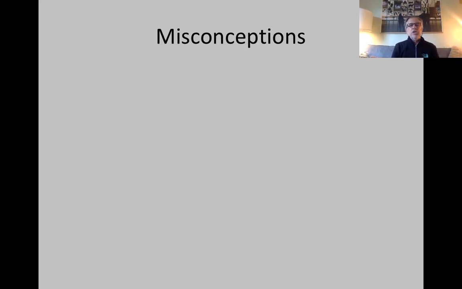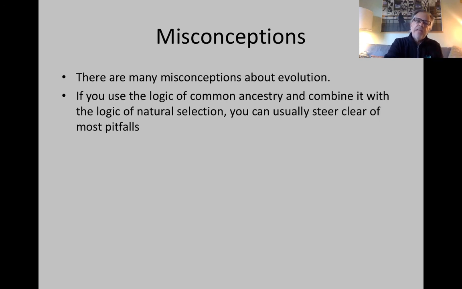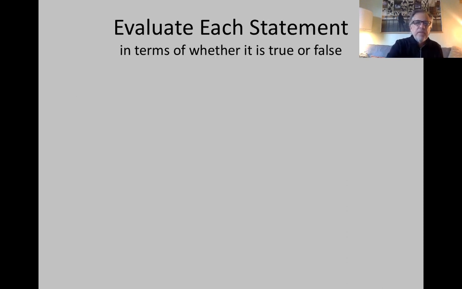Before we finish this, I just want to talk about some misconceptions in evolution, and we'll talk about them further in class. You've already seen some of the misconceptions in the quiz we took at the beginning of this unit. But if you use the logic of common ancestry and tree thinking and combine it with the logic of natural selection, both of which you understand pretty well right now, you can usually steer clear of most of the pitfalls. So I'm just going to present you right now with these statements, and I want you to evaluate them in terms of whether they're true or false. You may want to turn off the video after each one and make your evaluation.